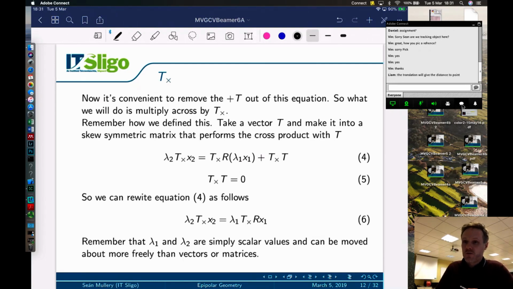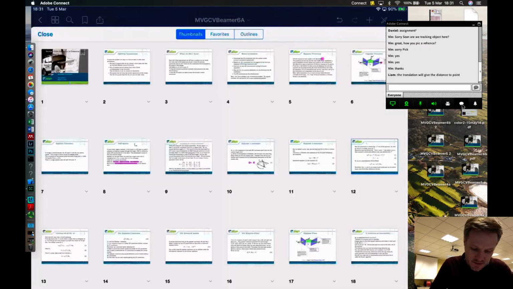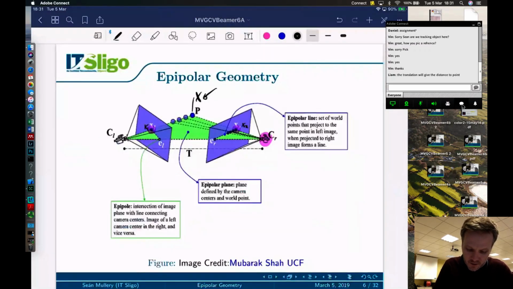Yeah, so the translation will give the distance between the two camera centers, and the rotation will then tell us how much we've rotated by. And in 3 dimensions, remember, we can rotate not just in 1. The translation alone will give you that distance, as you can see in the diagram there, but then we've obviously rotated the camera as well in the second view.